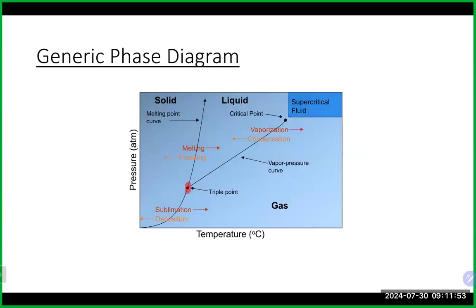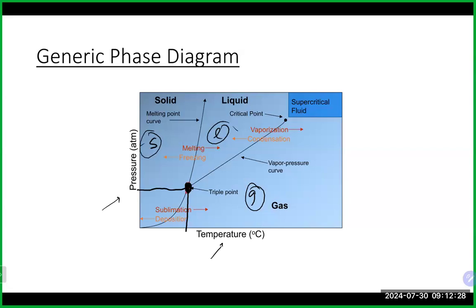So let's take a look at one here. This is a generic phase diagram. And the general parts that you do need to know, obviously, are what's on here. Solid is typically to the left, as you can see there, then the liquid phase, and the gas phase is usually to the right. This is the pressure and temperature combination. Right here, where all those lines come together, is the pressure and temperature combination where all three phases, solid, liquid, and gas, come together.